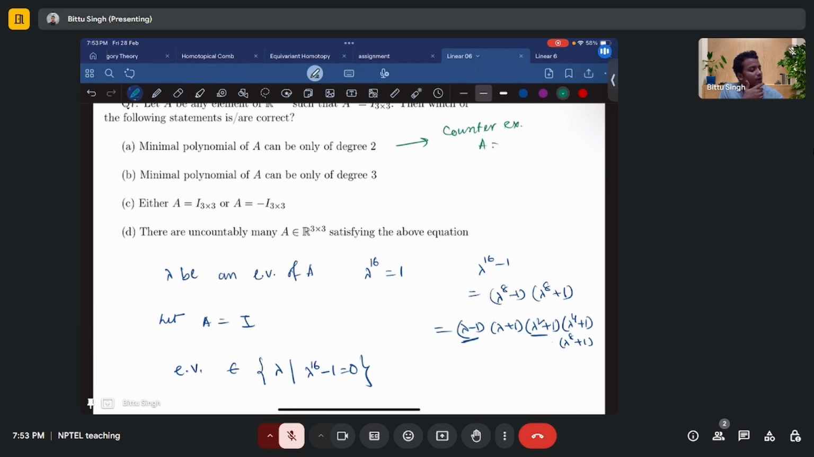Here, if you take A equal to identity, then clearly what is the minimal polynomial? It is x minus 1. Identity satisfies this equation: identity minus identity is 0. So this is the minimal polynomial of A, and it has degree equal to 1. So this is false. The claim was that the minimal polynomial of A can be only of degree 3. Okay, let us check if it is true or not.